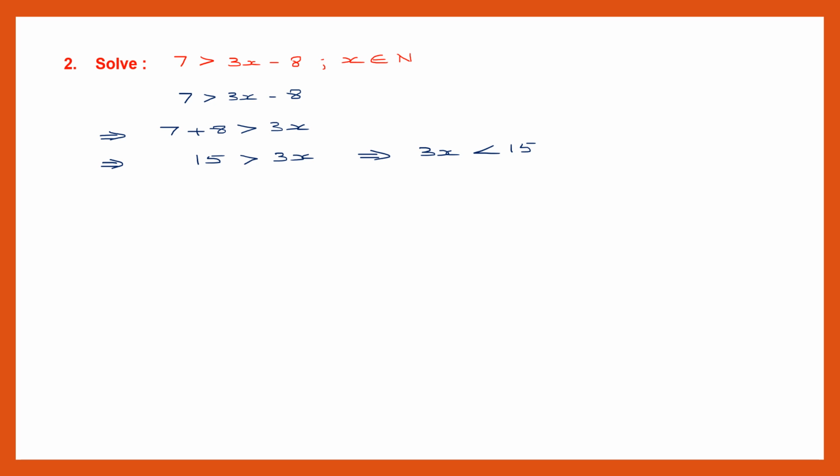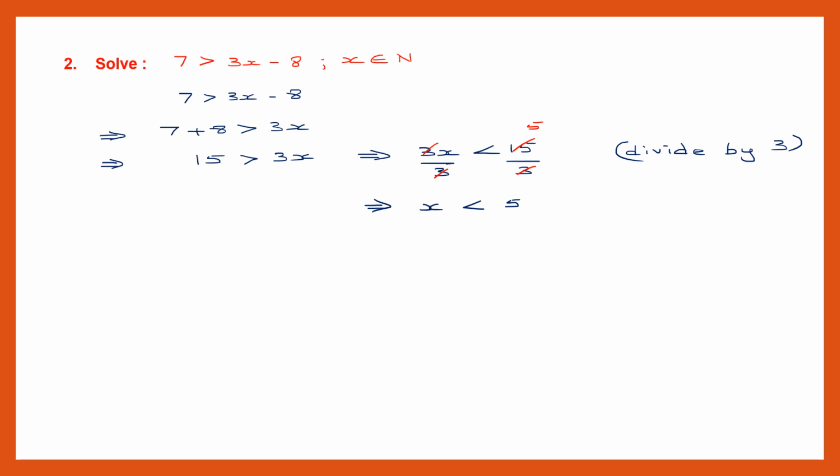Now let's remove this 3 so that we get only x. So let's divide both sides by 3. Divide by 3 on both sides. So now what do we get? This 3 and this 3 get cancelled, and here we get 3 fives are 15. So here what do we have? We have x is less than 5.